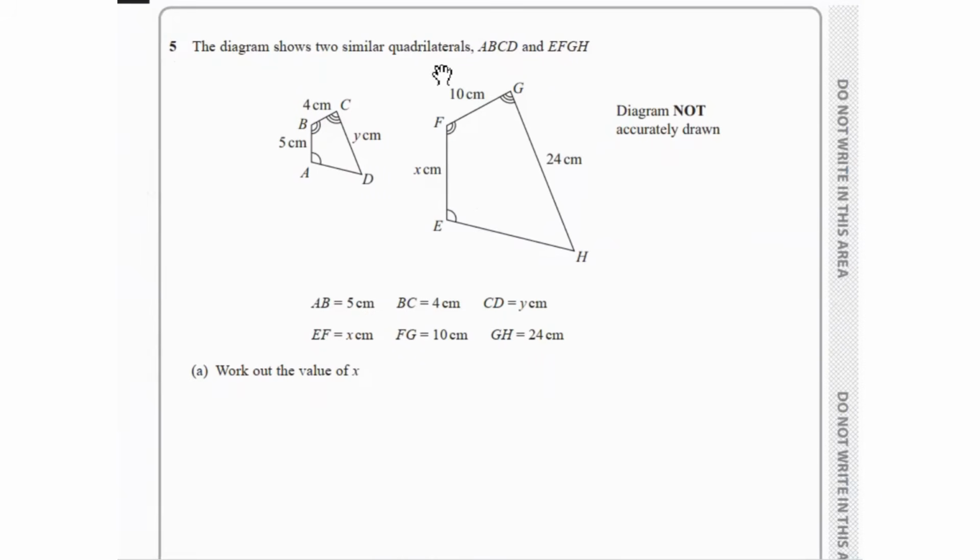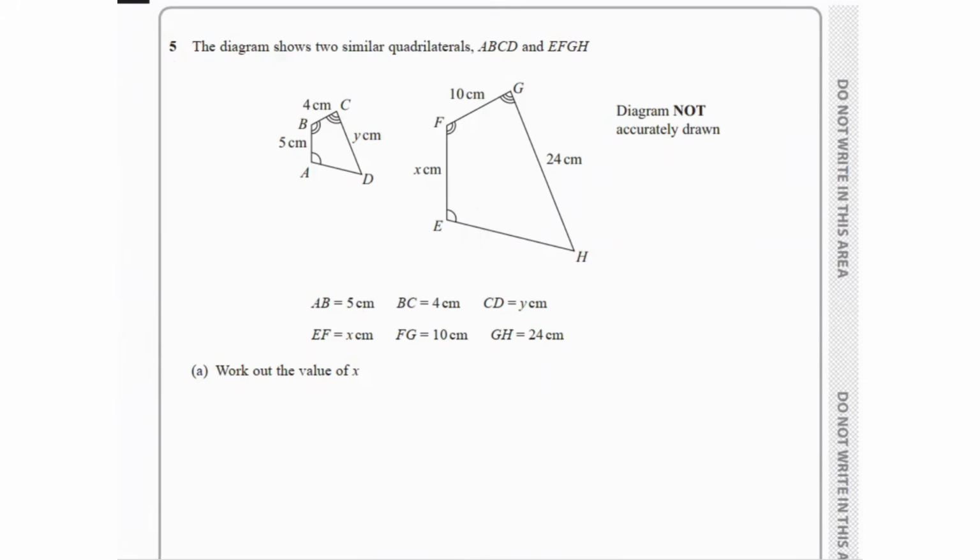Then the diagram shows two similar quadrilaterals ABCD and EFGH. AB is 5 centimeters, BC is 4 centimeters, CD is Y centimeters, EF is X centimeters, FG is 10 centimeters, and GH is 24 centimeters. We have to work out the value of X.